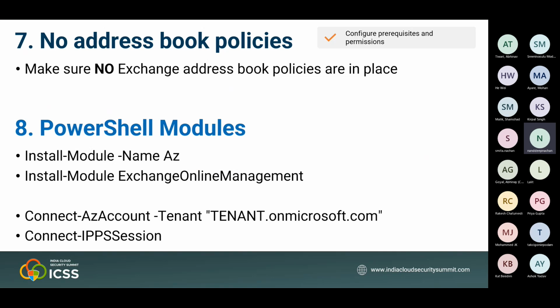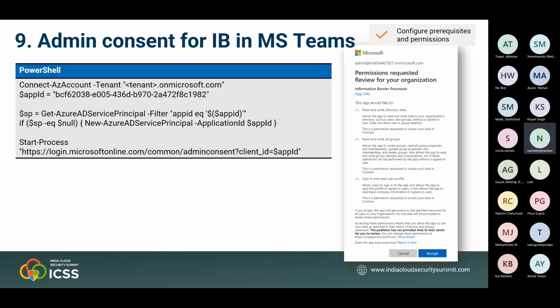Okay, and then we do have PowerShell modules to get it done. So you just need to install at least two modules, called Az and Exchange Online Management, and then you can connect to your Azure account and then connect to the IPPS session to define all of your information barrier policies. So these are a few of the admin concerns which will be required for information barriers in Microsoft Teams. At least it will need read and write directory data, groups, and user profile kind of permissions.